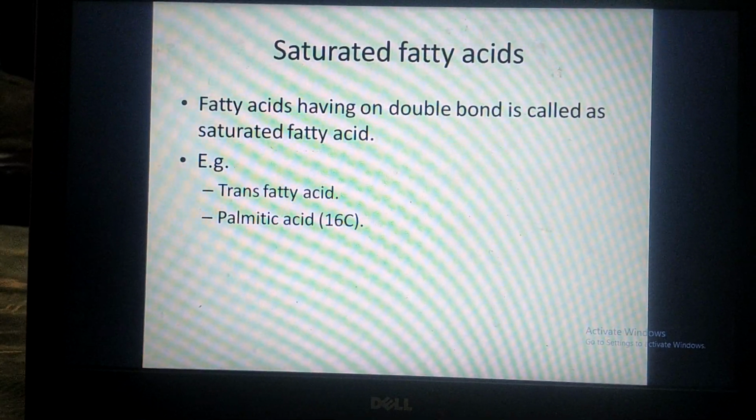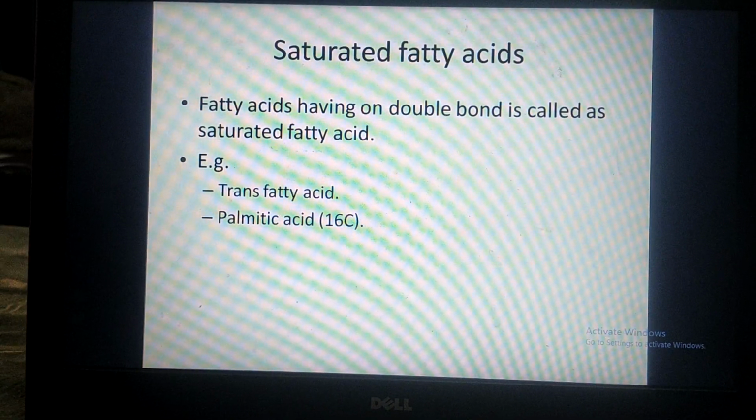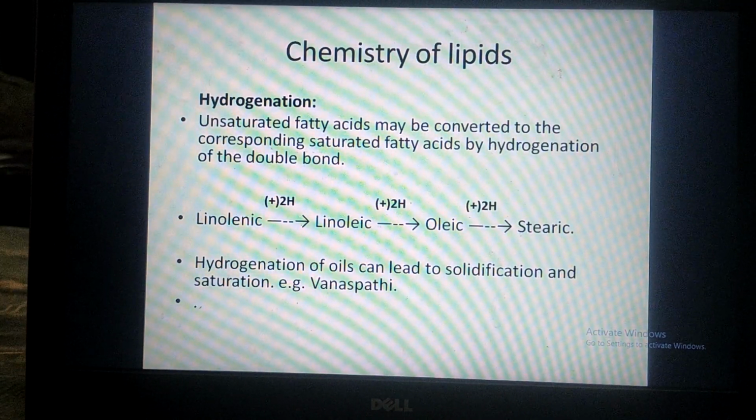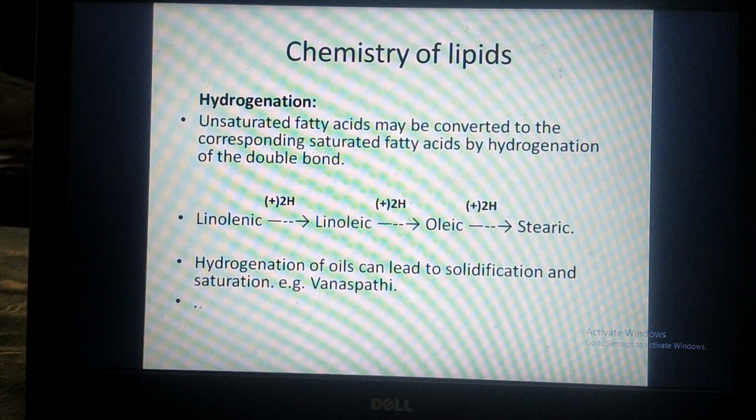Now come to saturated fatty acids. Fatty acids with no double bond are saturated fatty acids. There are so many examples of these fatty acids, but we will see only two important examples. One is trans fatty acid and another is palmitic acid. Before that, we will see what is meant by hydrogenation.